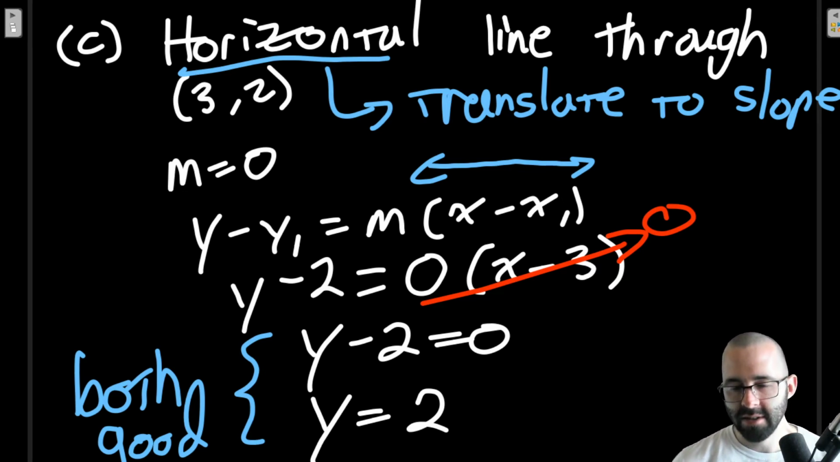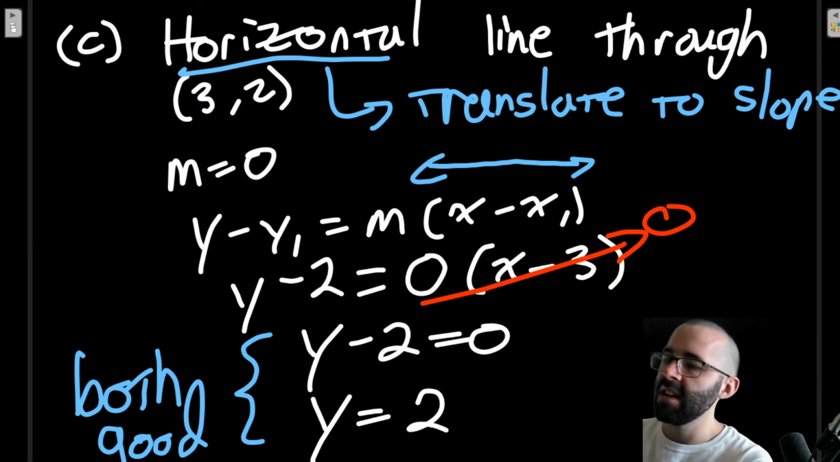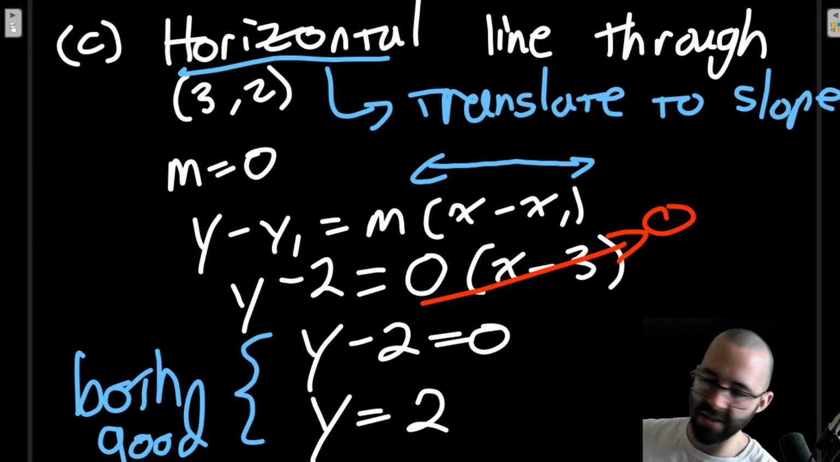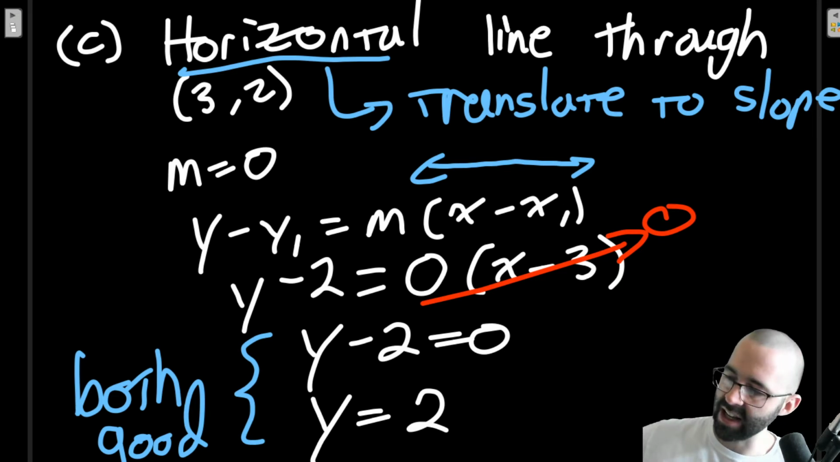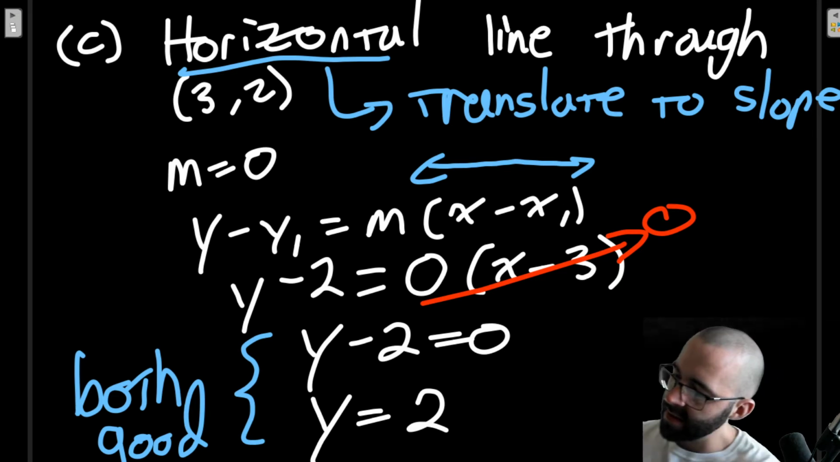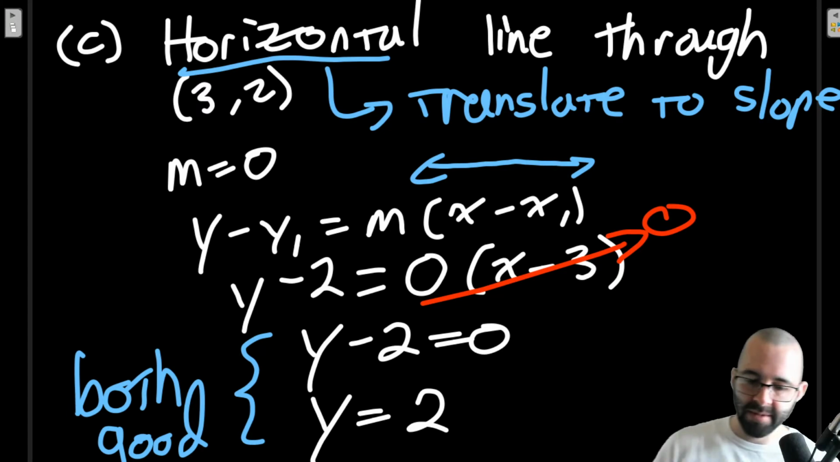Vertical is a little trickier. I don't think there are any vertical ones in the homework assignment. Vertical, the slope is infinity. So it turns out to be an equation like x is equal to something. There's no vertical ones yet.